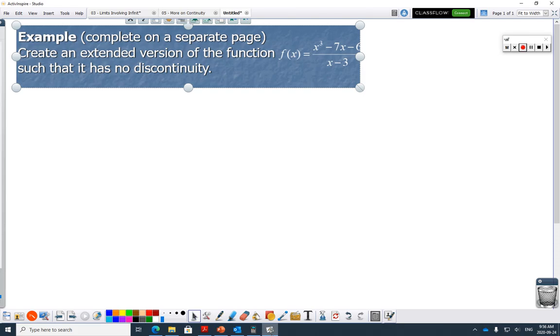Create an extended version of the function x cubed minus 7x minus 6 over x minus 3 that has no discontinuity. Okay, forget the rest of the question for a minute. I'll come back to it, but just imagine you ran into this thing and you didn't know what was going on with it: whether it had a discontinuity, whether it was a vertical asymptote, whether it was a hole. Here's the whole story.